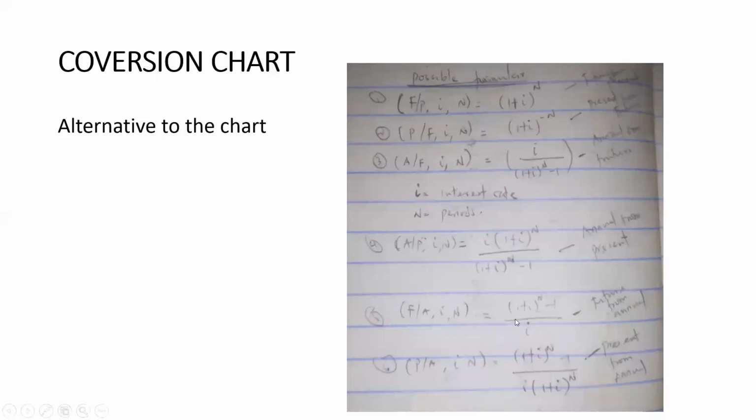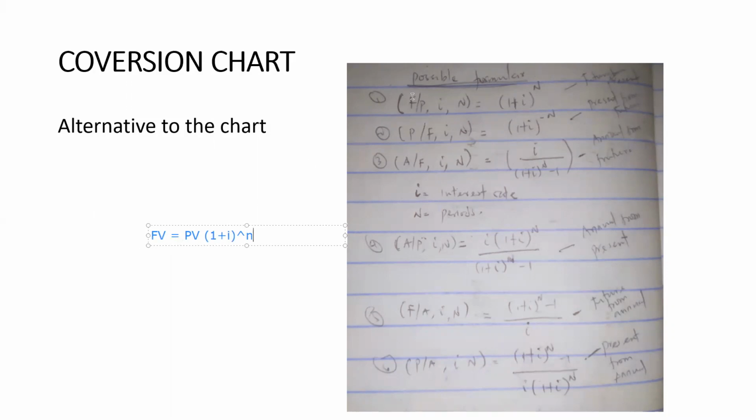Let me write something. Okay. So we'll be having future value equals present value into bracket 1 plus i, all raised to power n. So this is the formula for future value.